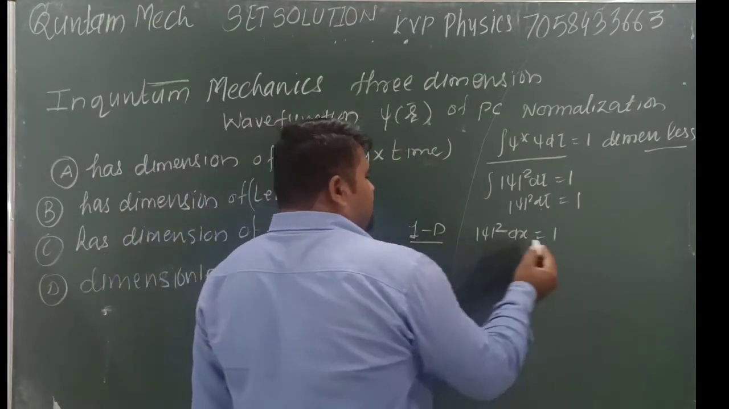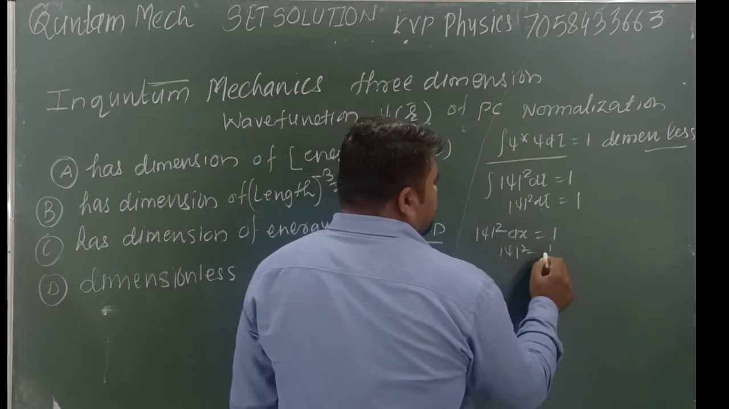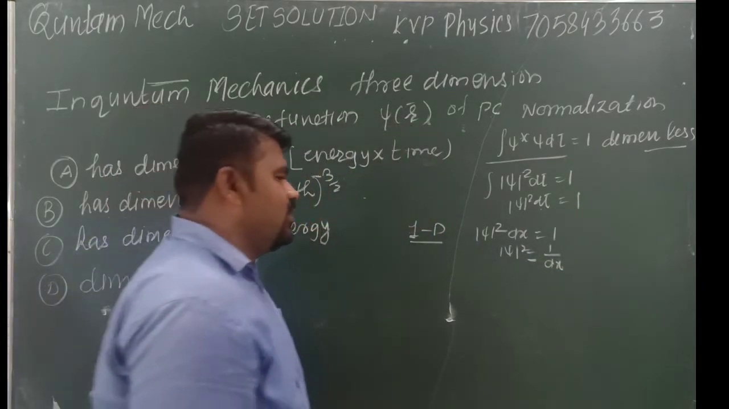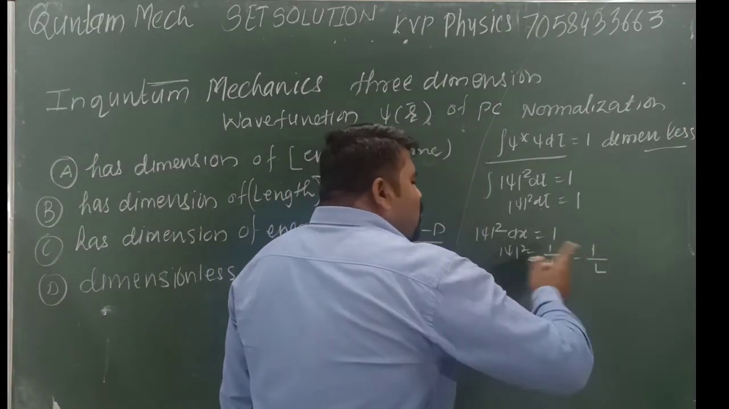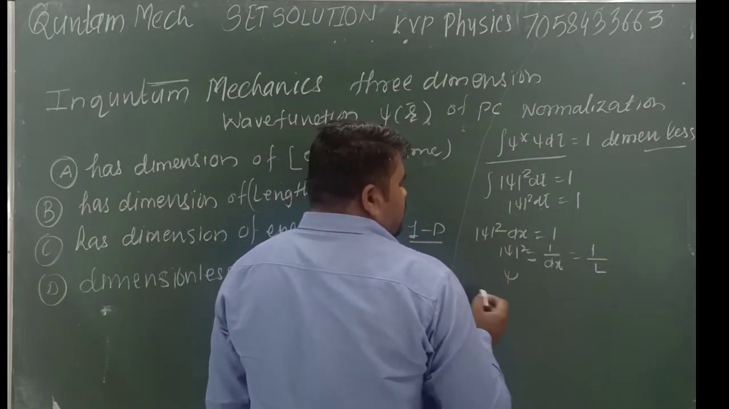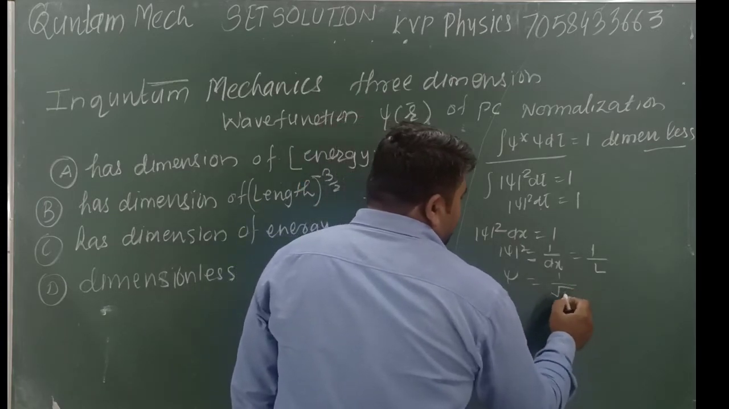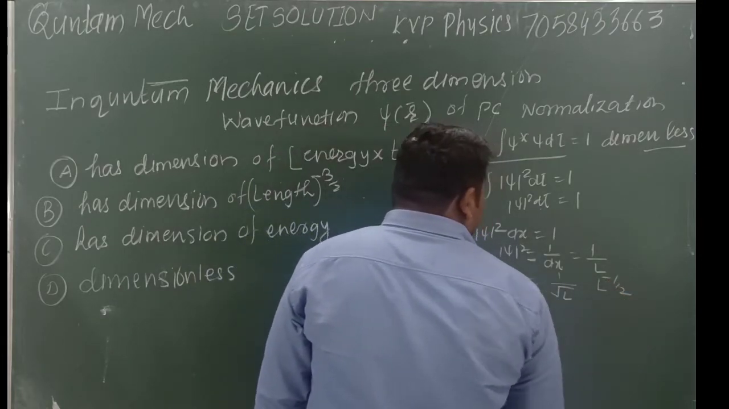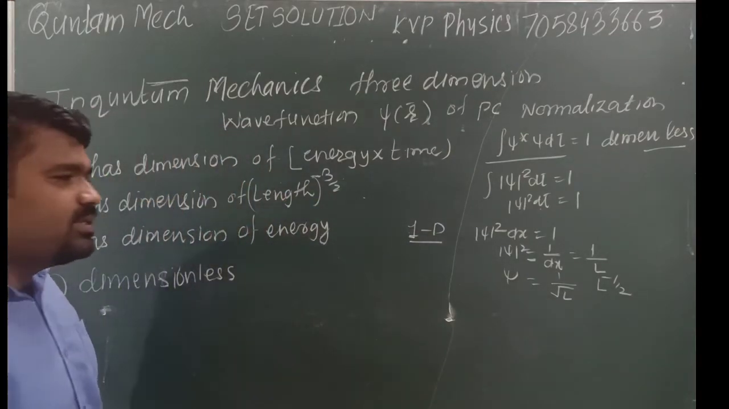Now take mod psi square, since the integral is a dimensionless quantity, mod psi square is equal to 1 upon dx. Dx means length here. Means this is equal to 1 upon L. Now we can take the square root on both sides. Then mod psi square becomes psi, which is equal to 1 upon root L. Means this becomes L to the power minus 1 by 2, or length to the power minus 1 by 2.